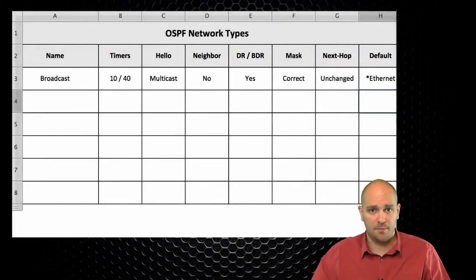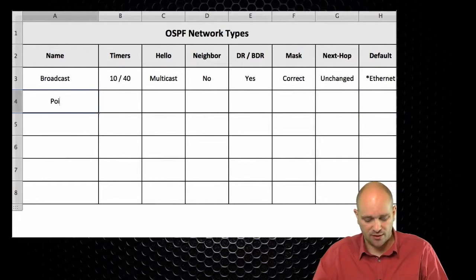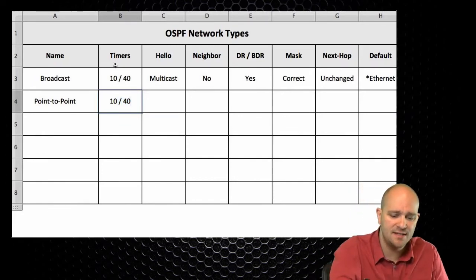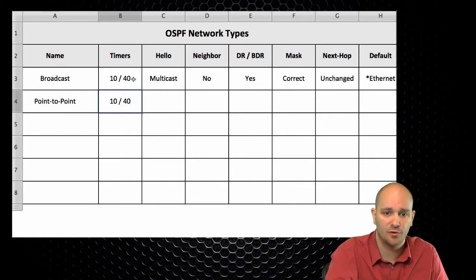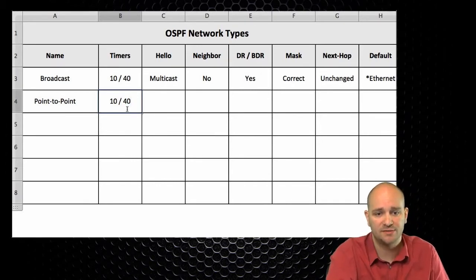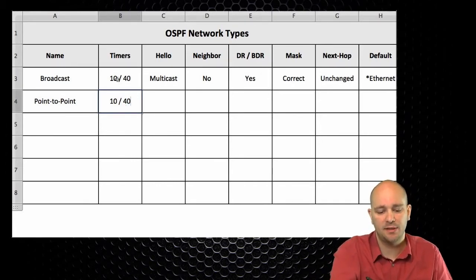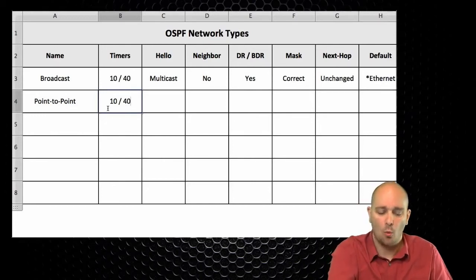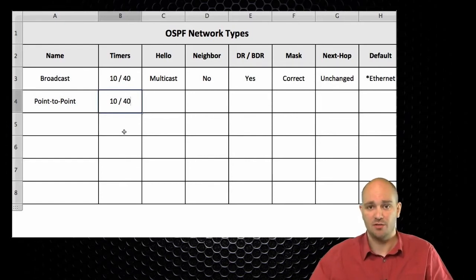The next network type that I'm going to talk about is going to be point-to-point network type. Point-to-point also uses 10 and 40 as the timers, and collectively this combination of 10 seconds for the hello timer and 40 seconds for the dead interval is very, very often referred to as fast timers. Now, why fast timers? Because they are faster than the other set of timers, which we call slow timers. I'm going to talk about them in a minute.